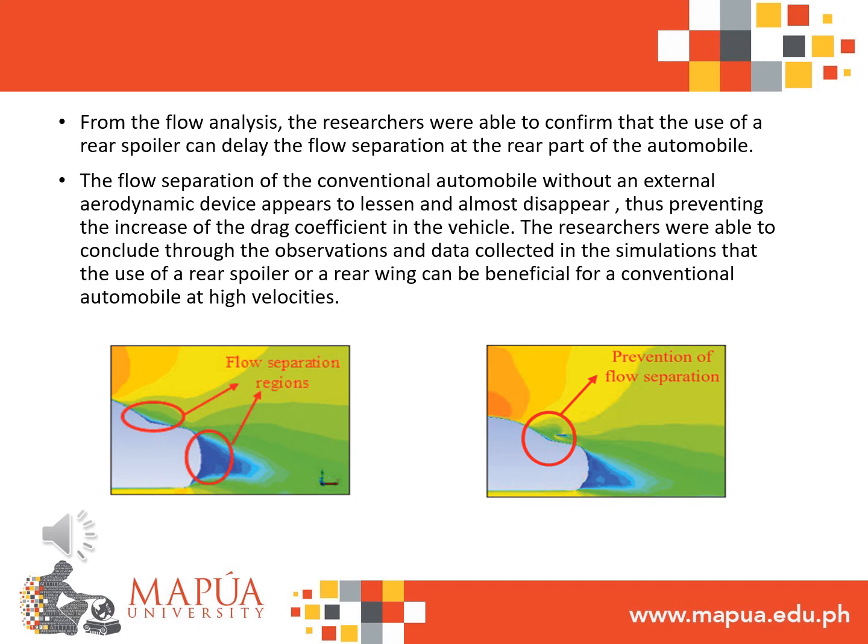The researchers were able to conclude through the observations and data collected in the simulations that the use of the rear spoiler or a rear wing can be beneficial for a conventional automobile at high velocities. The figure shows the velocity flow analysis over the conventional automobile without and with a rear spoiler at 80 kilometers per hour.